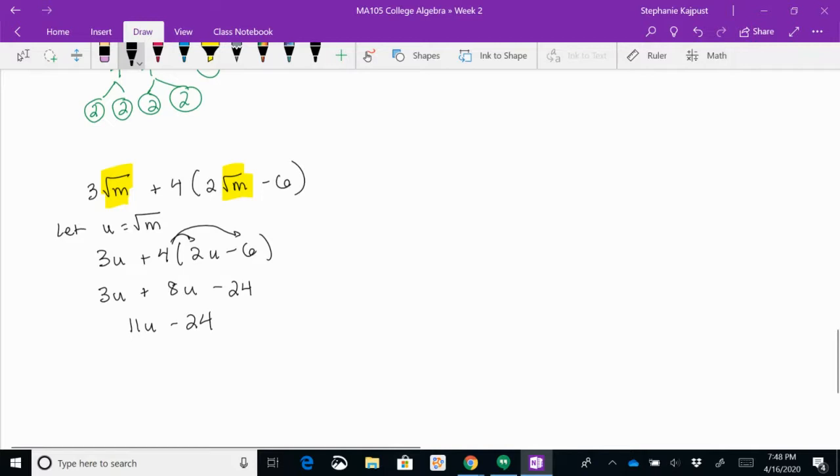Then once you're done and you can't simplify that any further, you go back and you replace u back with that square root of m. So you get 11 times the square root of m minus 24. And so that is your answer. If you wanted to, you could work the problem with the square roots. It works the same way. You're still multiplying 4 times 2. You're still adding the 3 and the 8. It's just a different looking variable that's attached to it. Instead of just a regular variable, we have a square root with it, but the steps are the same.